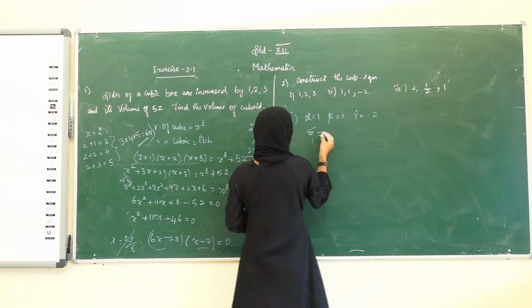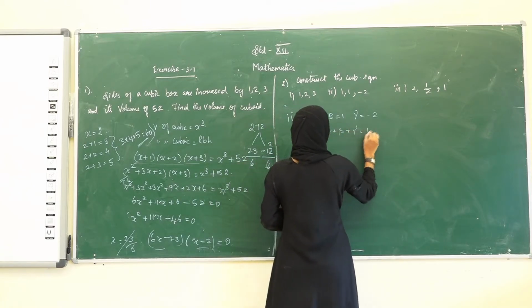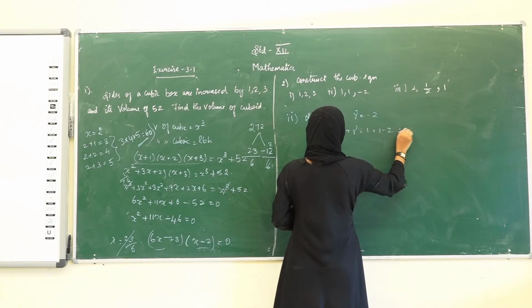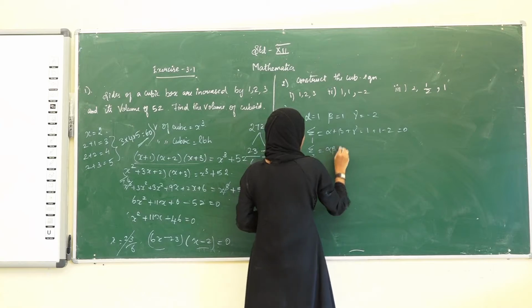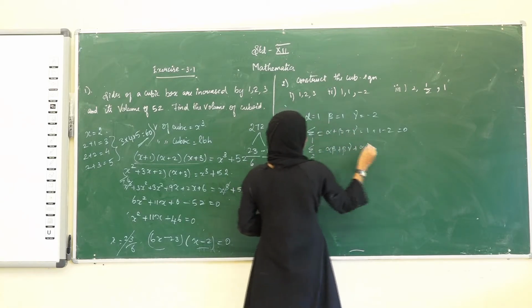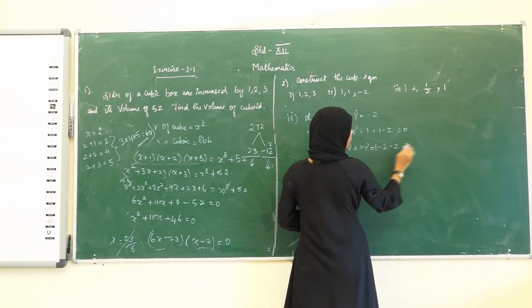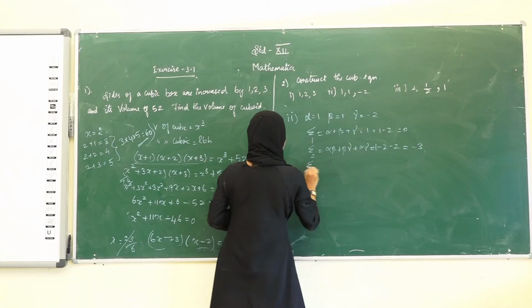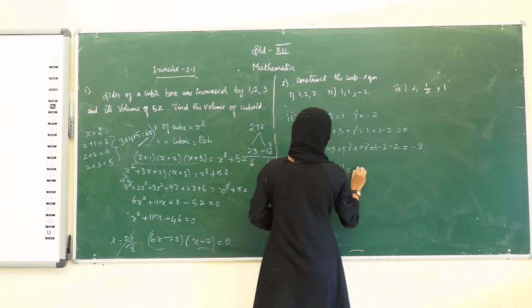First, in summation 1, what we get is alpha plus beta plus gamma is equal to 1 plus 1 minus 2, which is equal to 0. And second, summation 2: alpha beta plus beta gamma plus alpha gamma. What is the answer? 1 minus 2 minus 2, so 1 minus 4 is minus 3. And in the third summation, what we get is alpha beta gamma, that is minus 2.